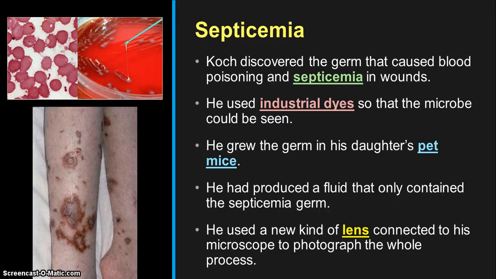So Koch used new technology in recently invented industrial dyes that would colour the microbe so it could be seen under the microscope. He grew this germ in his daughter's pet mice and eventually used that to produce a liquid that only contained the septicemia germ. He had grown the germ himself. Another fascinating development in Robert Koch's work was that he used new kinds of lenses connected to his microscope so that he could photograph this whole process. Another use of technology in this amazing discovery.